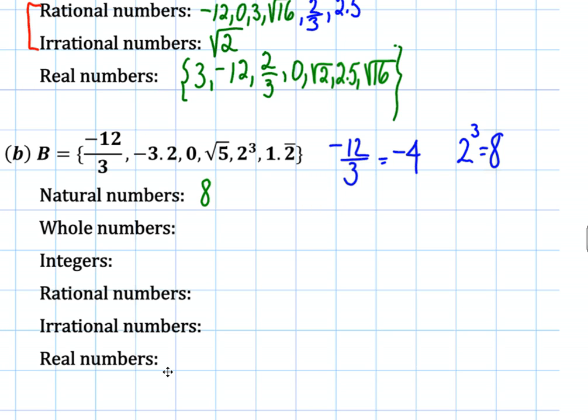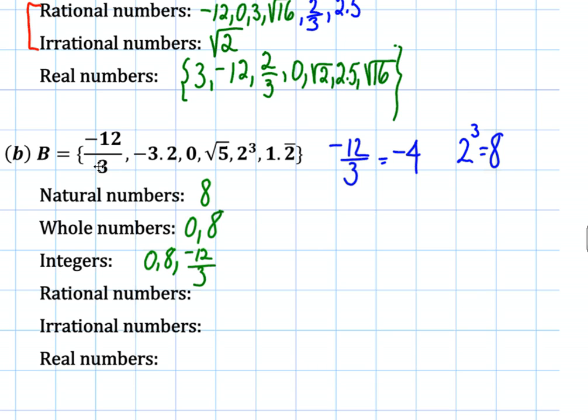On the whole numbers, what did we do? We added 0. Now the integers are going to include the negative numbers along with what we already have. So I'm going to put a negative 12 over 3, not a negative 4. Okay, and I think that's it.